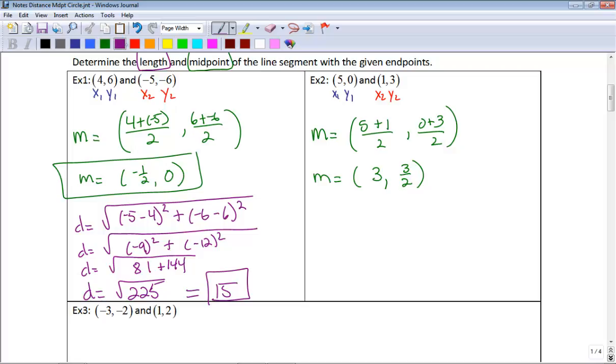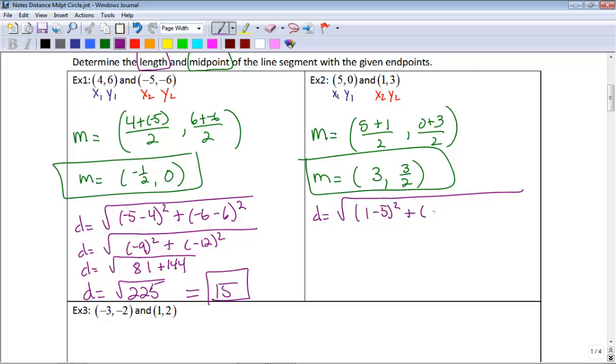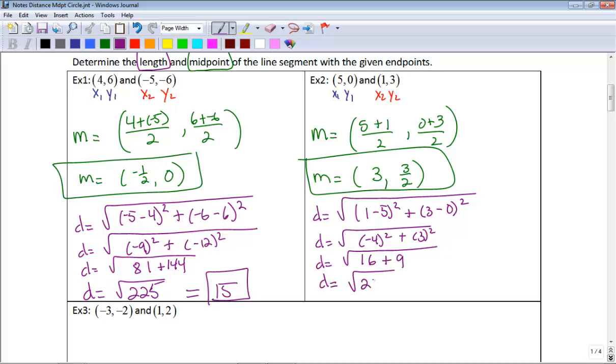Right, what about the distance between those two points? Let's plug it into my distance formula. The distance is going to be x2, which is 1, minus x1, which is 5, quantity squared, plus y2, which is 3, minus y1, which is 0, quantity squared. Well, 1 minus 5 is a negative 4, so the distance is equal to the square root of negative 4 squared plus 3 minus 0, which is 3 squared. Continuing on, negative 4 squared is 16 plus 3 squared is 9. So the distance is equal to the square root of 25.